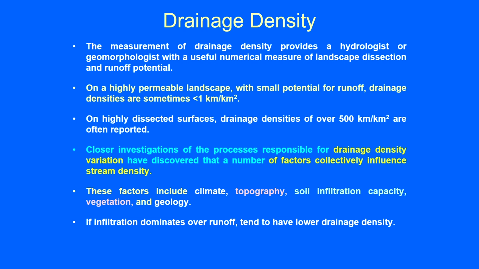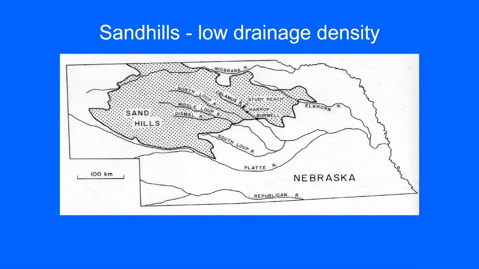If the infiltration dominates over runoff, the area tends to have lower drainage density. This is mostly seen if you take sandstone, or if you have sandy areas, there you will be able to see that the density is quite low as compared to the other regions. For example, this is just a sketch which shows the sandy hills, and the area which is occupied by the sandy hills over here has very low density. That is the drainage density we are talking about.